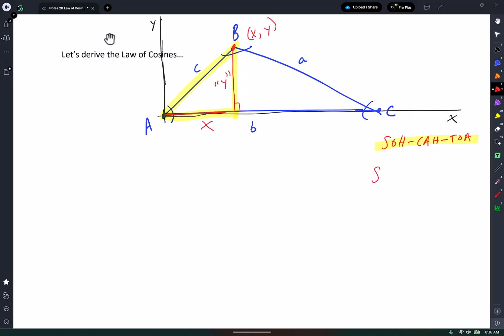So I'm going to write sine of angle A is opposite, which is y, over hypotenuse, which is c. And then cosine of angle A is adjacent, which is x, over hypotenuse, which is c. You could do tangent, but we don't need it for what we're doing because we're doing law of cosines.